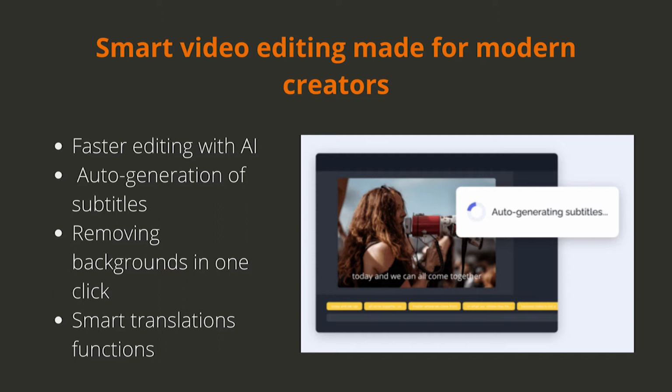With the help of artificial intelligence, Kapwing makes the video editing process faster. Features such as auto generation of subtitles, removing backgrounds in one click, and smart translation supercharge your creation process and turn tasks that take hours into just minutes.